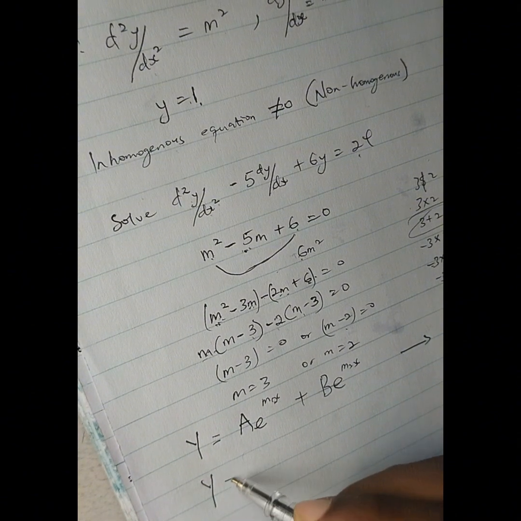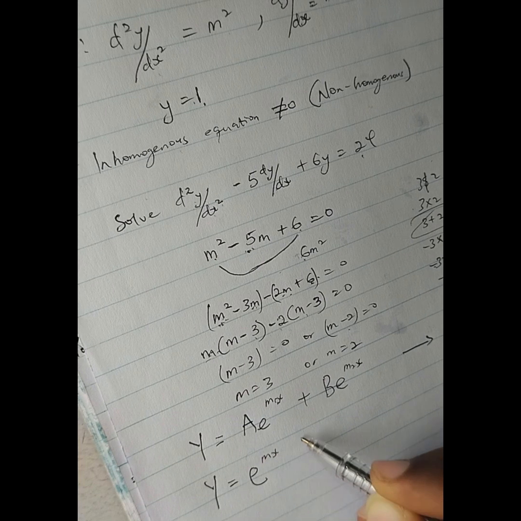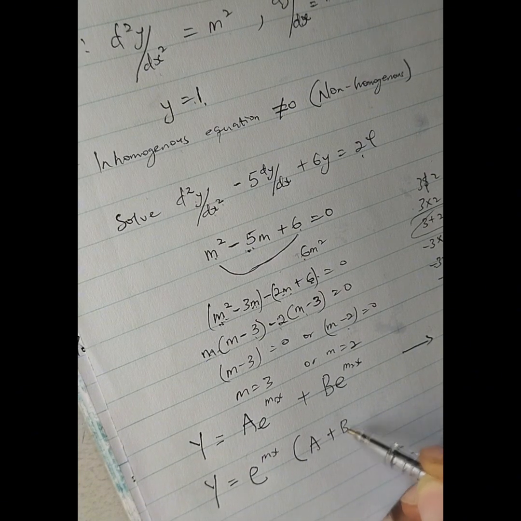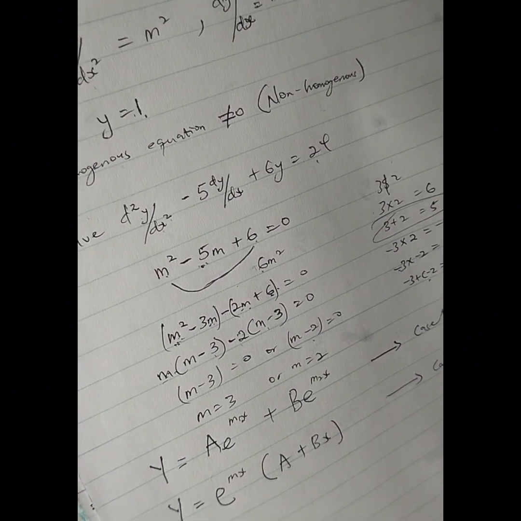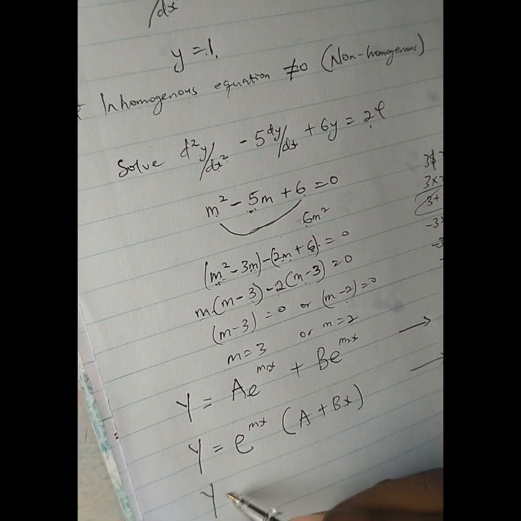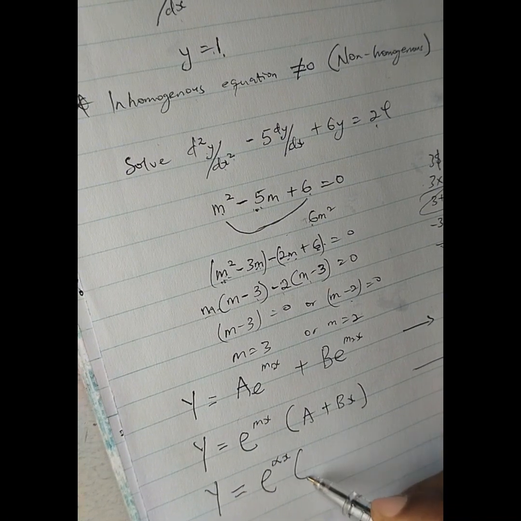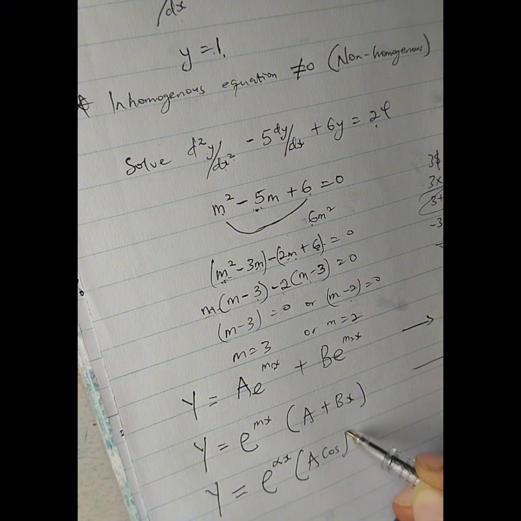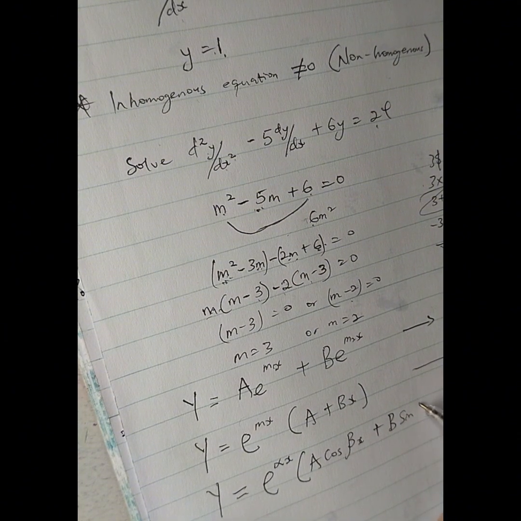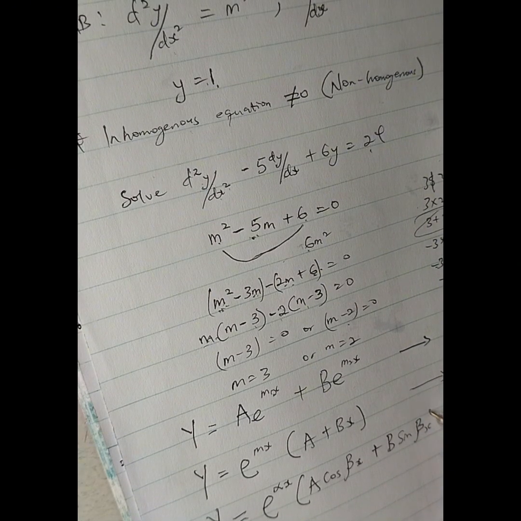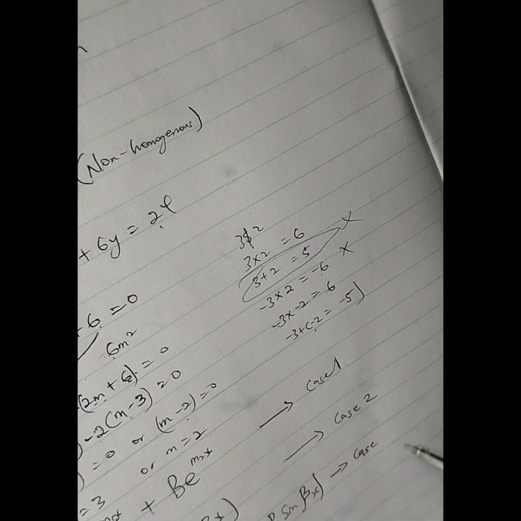Now for case 2, y is equal to exponential mx into bracket a plus bx. This is case 2. For case 3, we have y is equal to exponential alpha x into bracket a cos beta x plus b sin beta x. Case 3.